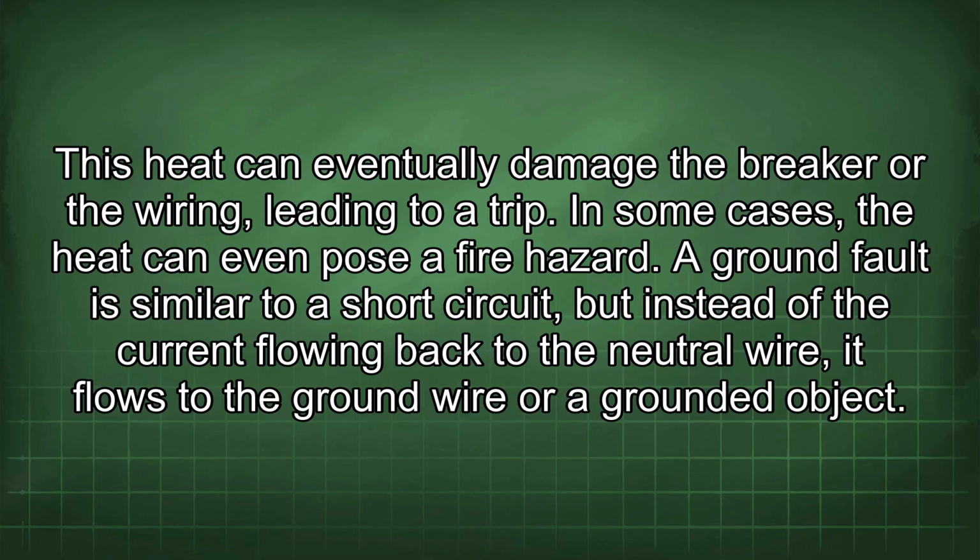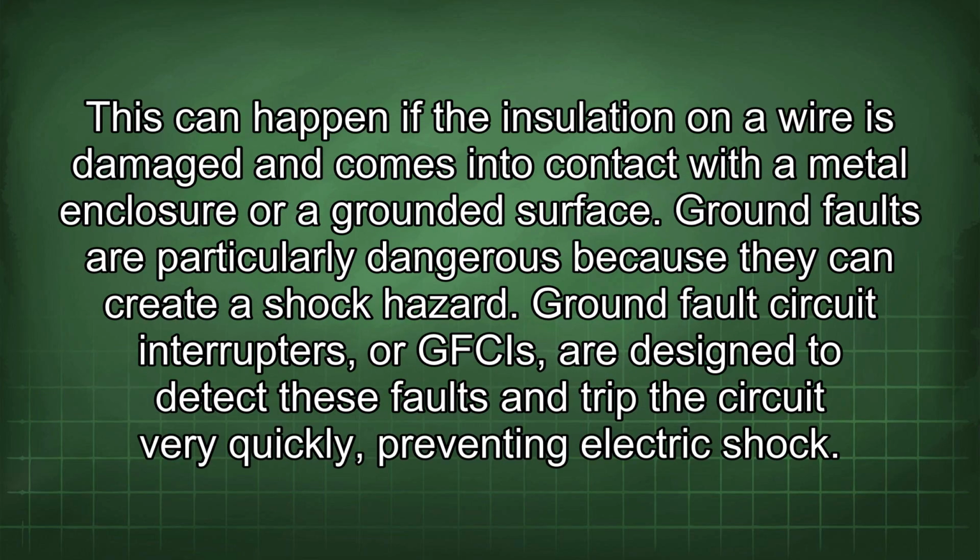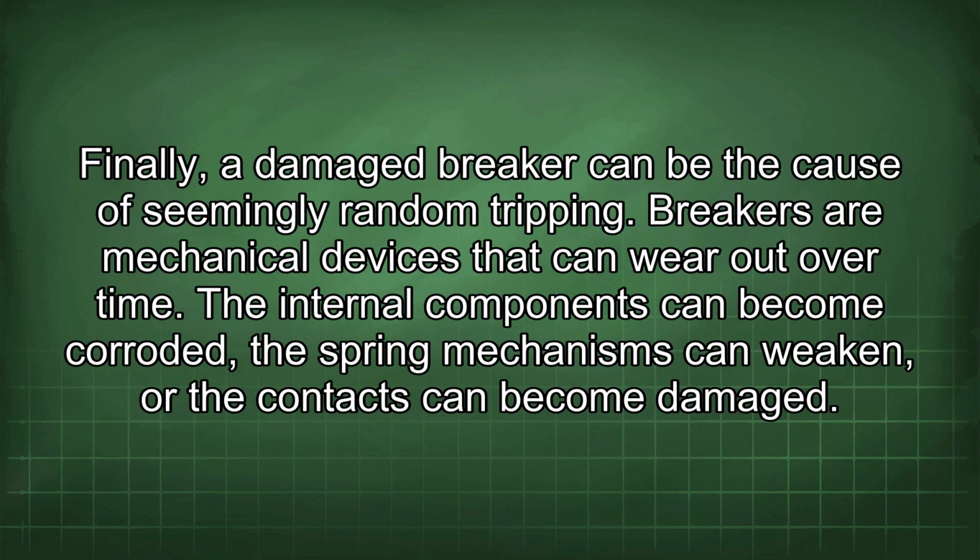A ground fault is similar to a short circuit, but instead of the current flowing back to the neutral wire, it flows to the ground wire or a grounded object. This can happen if the insulation on a wire is damaged and comes into contact with a metal enclosure or a grounded surface. Ground faults are particularly dangerous because they can create a shock hazard. Ground fault circuit interrupters, or GFCIs, are designed to detect these faults and trip the circuit very quickly, preventing electric shock. Finally, a damaged breaker can be the cause of seemingly random tripping.